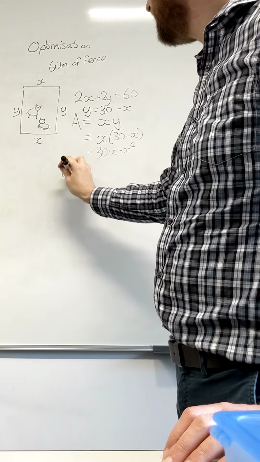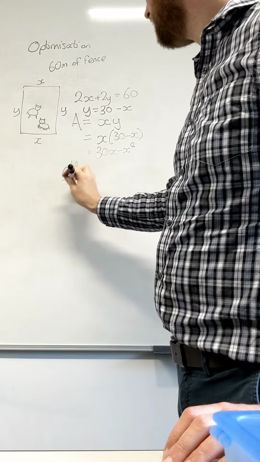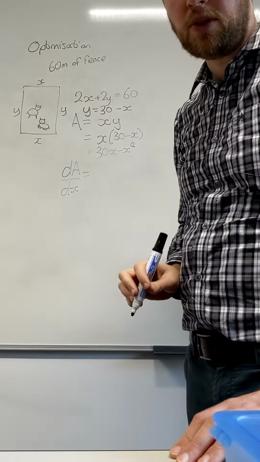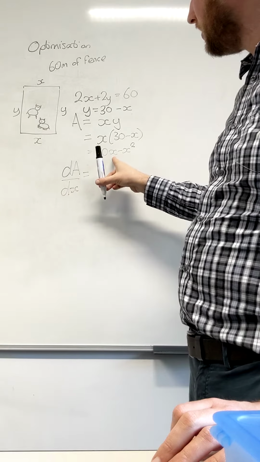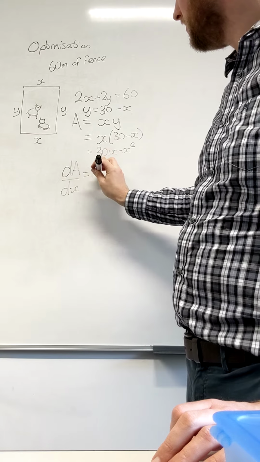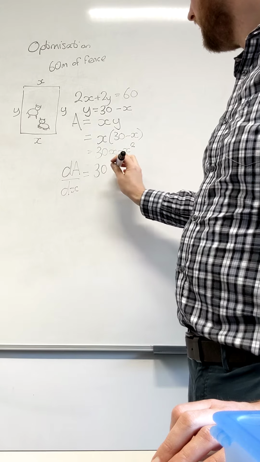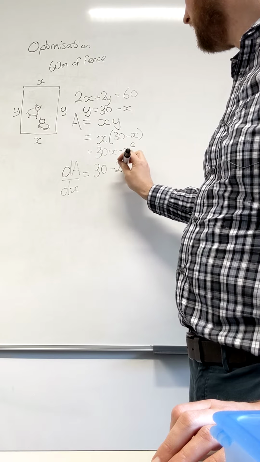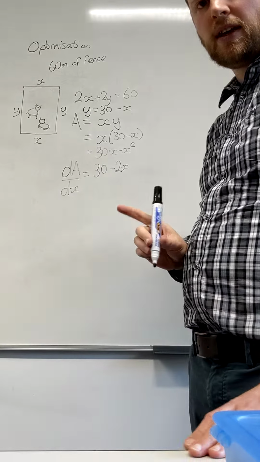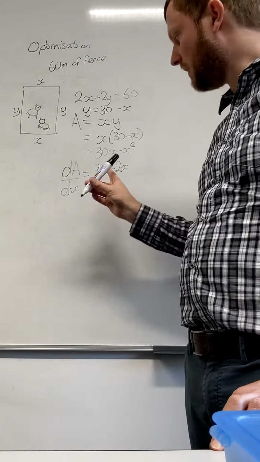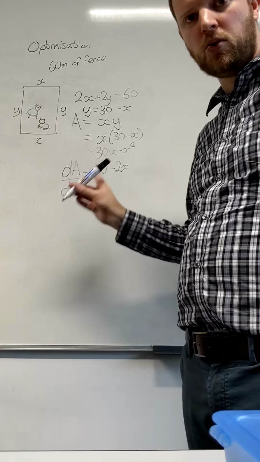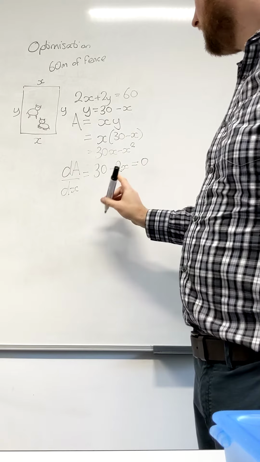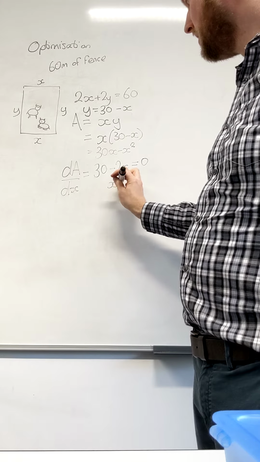So let's do that. So dA by dx is equal to, so 30x just differentiates to 30, and x squared differentiates to minus 2x. And to find the stationary point of that function, what we usually do is we set that equal to 0. And the solution to that is x is equal to 15.